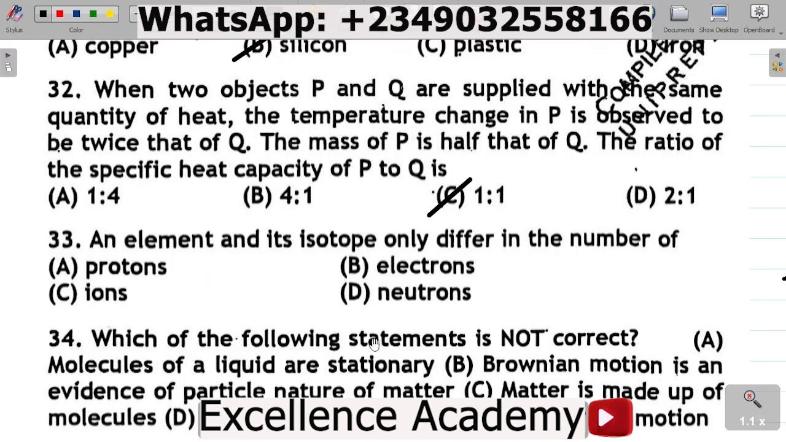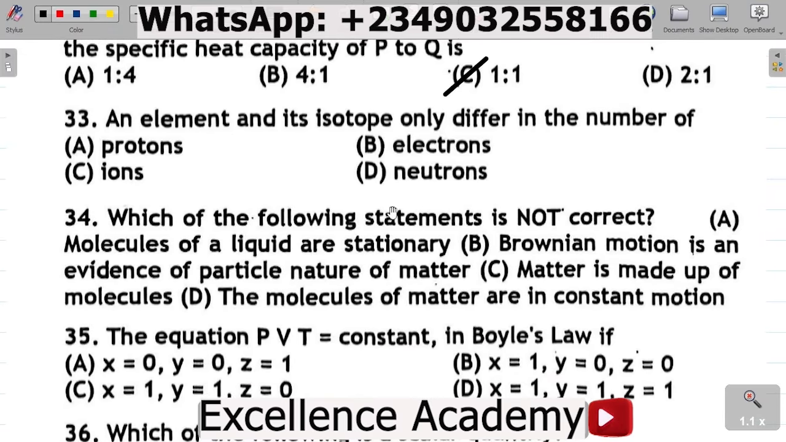Okay, let's move on. Question number 33. An element and its isotope only differ in the number of... Of course, isotopes are simply elements that have the same number of protons but different number of what? Neutrons. So the simple answer here is neutrons. All right, so they differ in the number of neutrons. That's the correct answer.